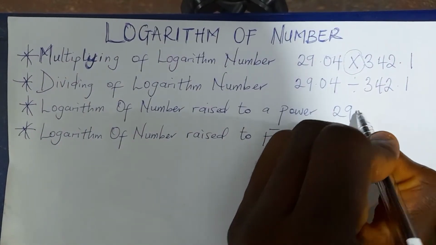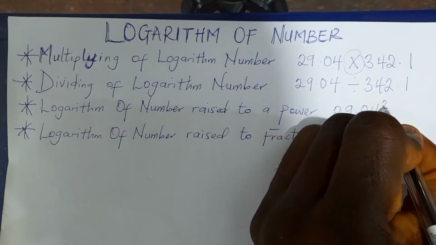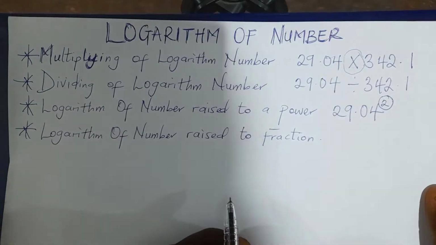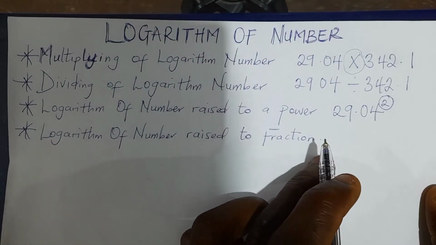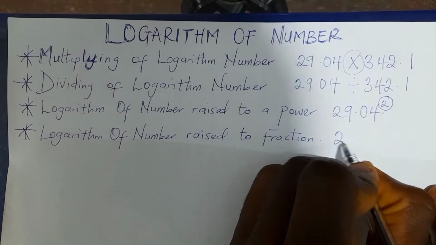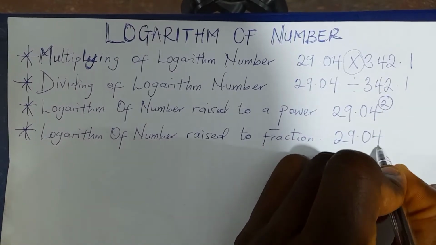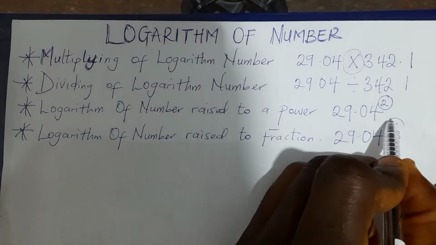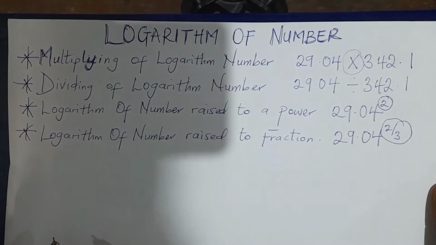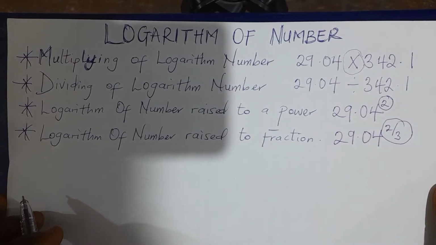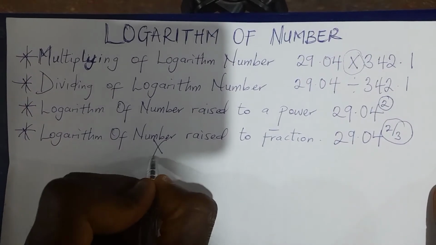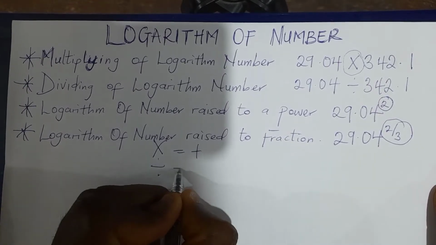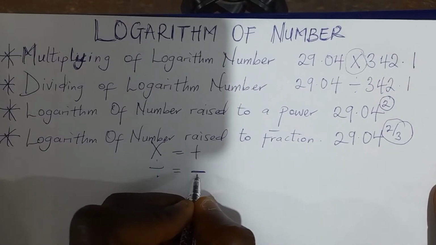Now when we talk about logarithm of a number raised to a power, that's when you see something like this: 29.04 raised to power 2. You can see it's raised to a power. And also logarithm of a number raised to a fraction, that is when we have 29.04 raised to power 2 divided by 3. Now look at it, it's raised to what? To a fraction. Now in logarithm of numbers, I want you to know that a multiplication sign is equal to addition and a division sign is equal to subtraction.